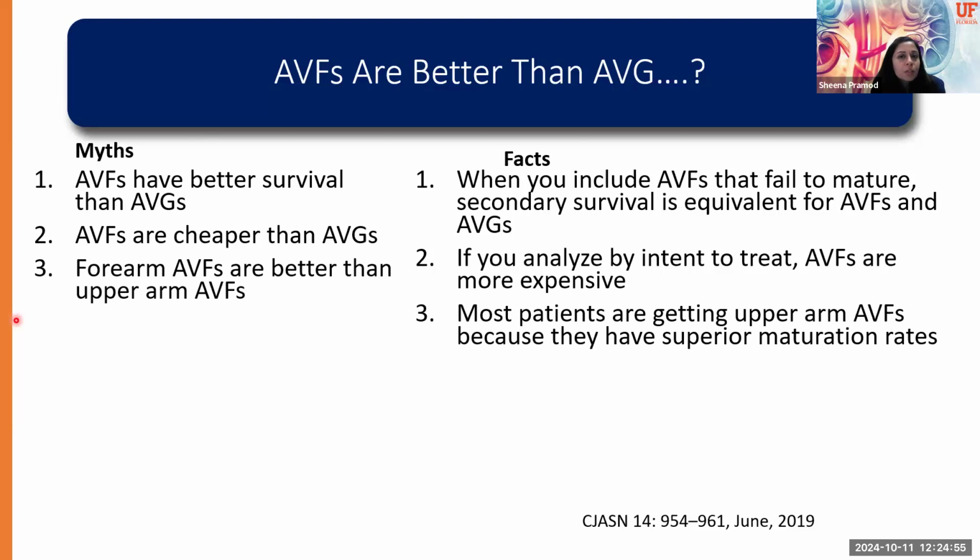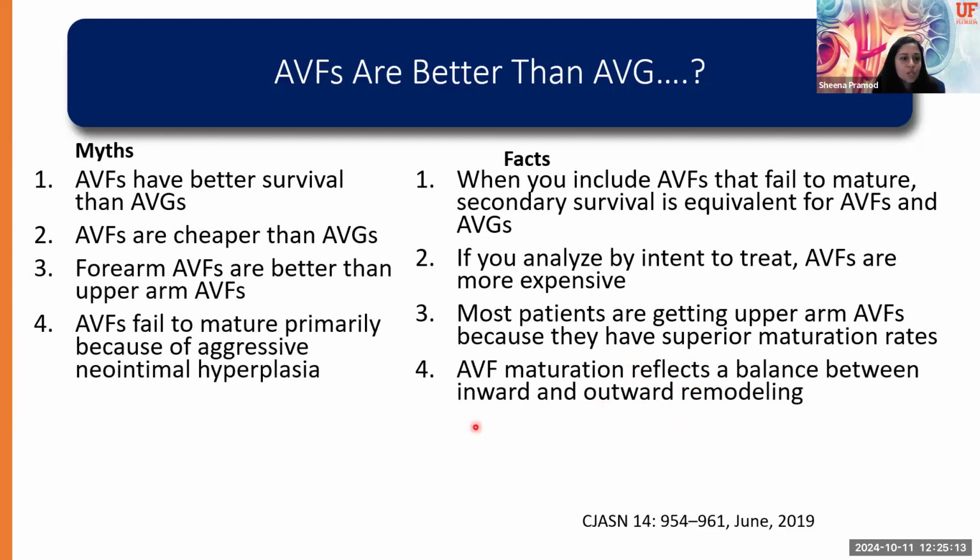Now, we've always been taught that you should access forearm fistulas first before an upper arm, so that we maximize the availability of accesses. But more and more patients these days are getting an upper arm fistula because they have a superior maturation rate compared to a forearm fistula, especially in the subset that I showed you.